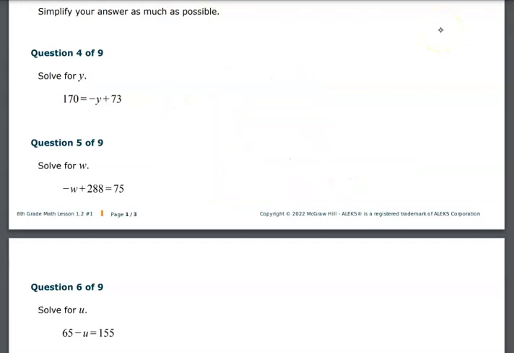Again, let's go to another problem. Let's go to question number 5. Question number 5 says negative w plus 288 equals 75.